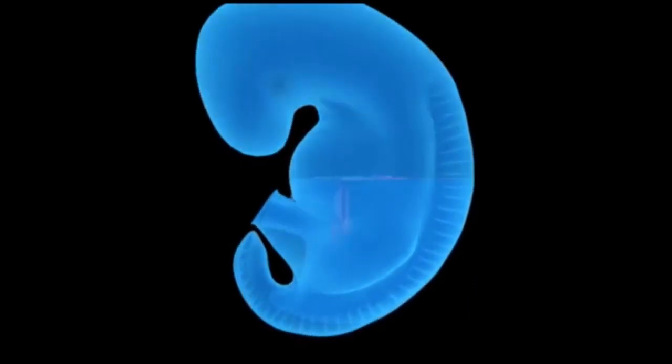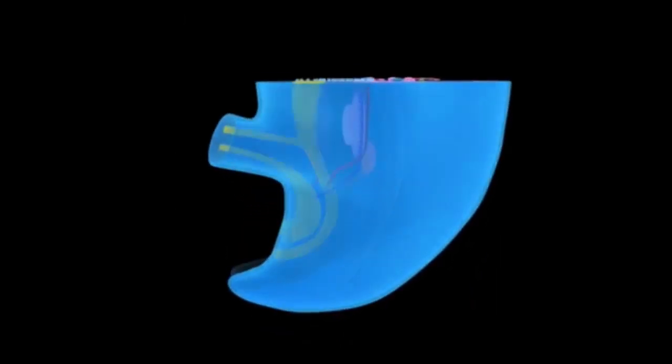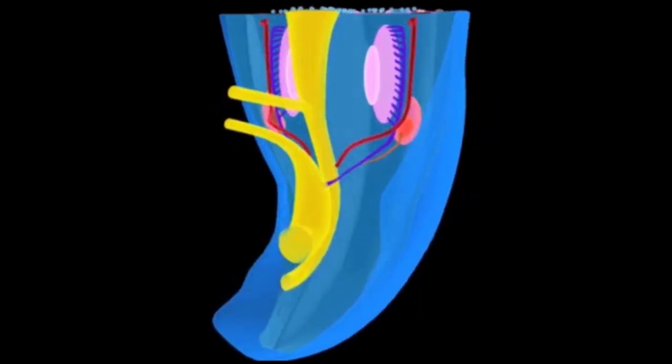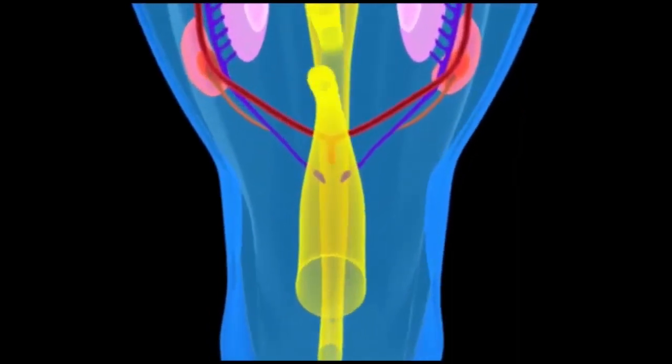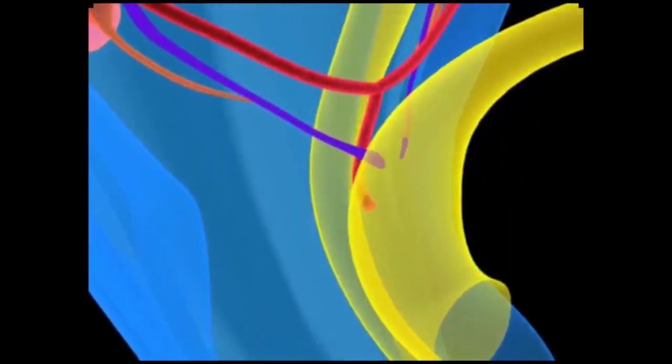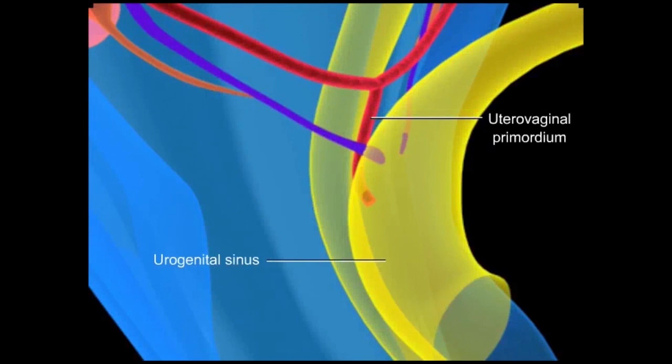Initially, the development of the reproductive ducts is similar in males and females, with the formation of bilateral mesonephric ducts and bilateral paramesonephric ducts. The undifferentiated gonad can also be distinguished. The mesonephric ducts exit into the urogenital sinus, while the inferior ends of the paramesonephric ducts fuse to form the uterovaginal primordium, also connected to the urogenital sinus.